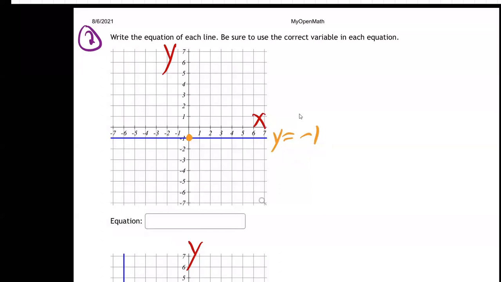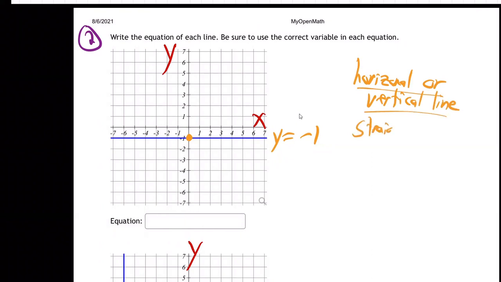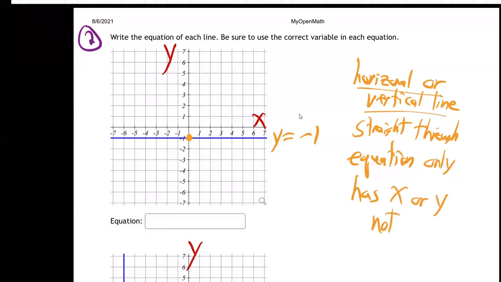So whenever you have a horizontal or vertical line going straight through, the equation only has x or y, not both. Does that make sense? Whenever you have a line, horizontal or vertical, going straight through, you're just going to have x or y. Like this one only has y.